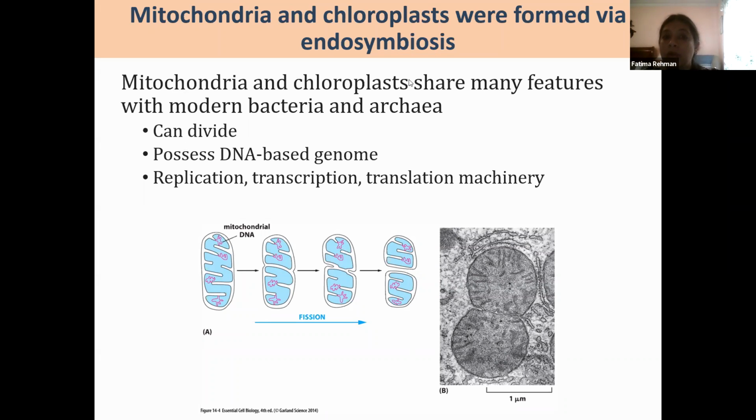So mitochondria and chloroplasts both have many features that are still the same in modern day bacteria and archaea as well. They can divide on their own inside cells. They both have their own genomes, and they have their own replication, transcription, and translation machinery. So they are not dependent on the cell that they are in for that work that needs to be performed.